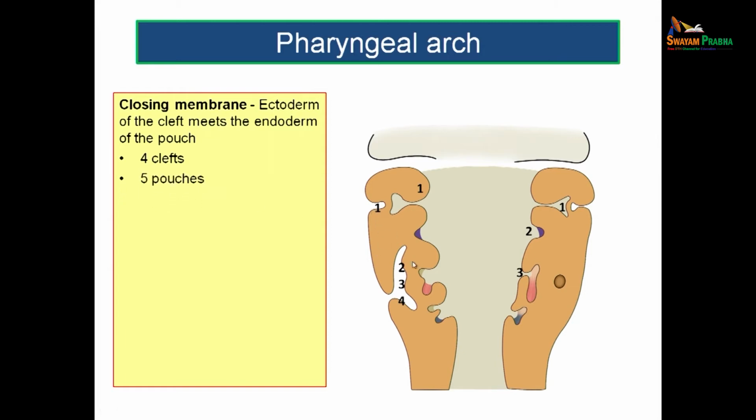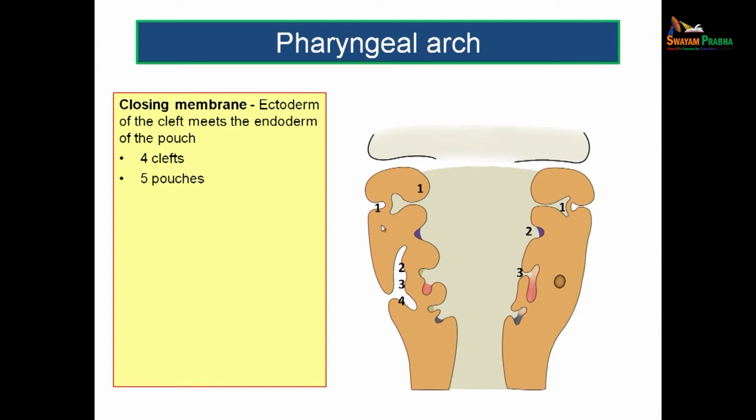This is the first cleft. The clefts are seen from the external aspect. So this is the first cleft, this is the second one, third one and fourth one. So there are 4 clefts for the pharyngeal arches. Now how many pouches are there? Again, when you look from the inner aspect, you have 5 pouches, among which the 5th one is usually considered a rudimentary pouch. So you have the first pouch here, second pouch, third pouch, fourth pouch and the 5th pouch altogether here. So 1, 2, 3, 4 and a 5th one, that is usually rudimentary.